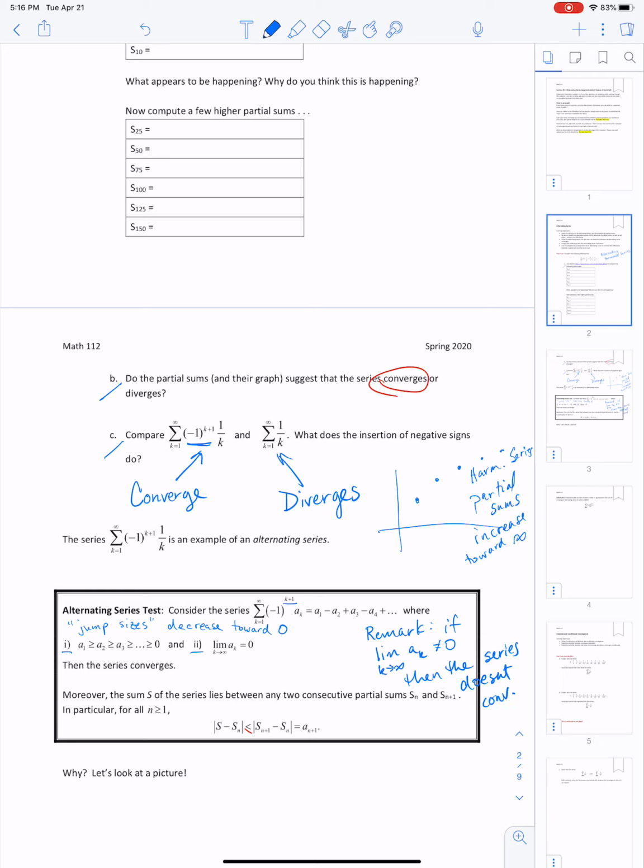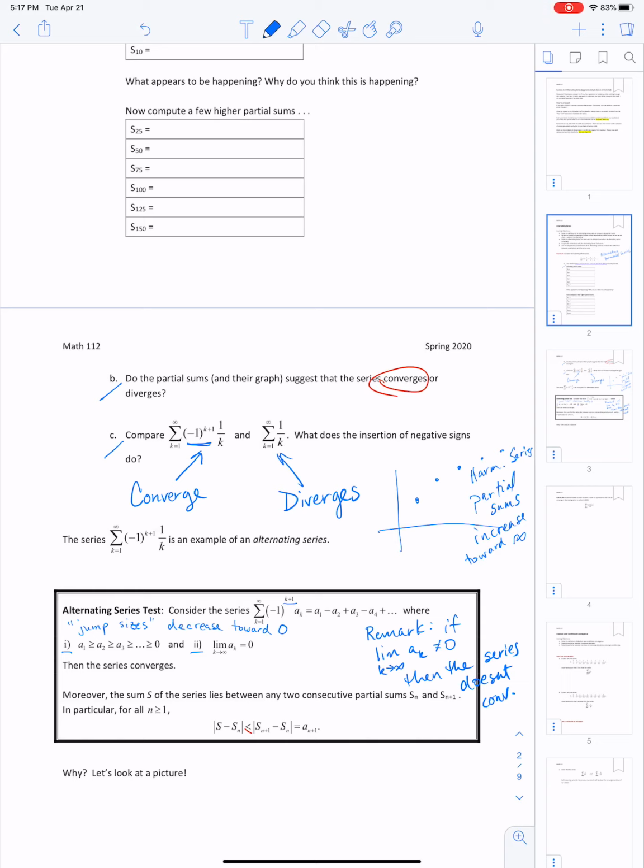So let me remark, if the limit of the positive parts doesn't equal zero, well, this is just an extension of the divergence test. If the limit of the positive parts doesn't equal zero, then the limit of the overall terms isn't going to equal zero. So by the divergence theorem, the series doesn't converge. Okay, so let's talk about why, if the jump sizes do decrease towards zero, the series must converge.